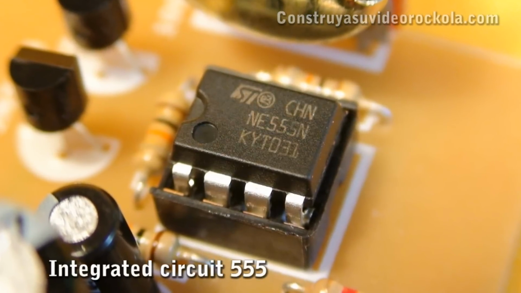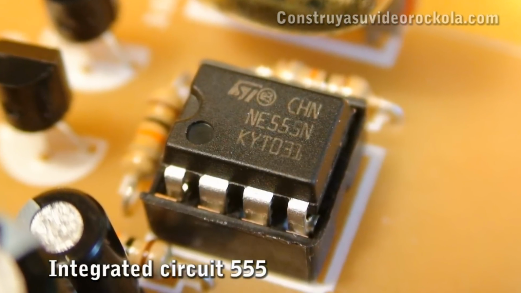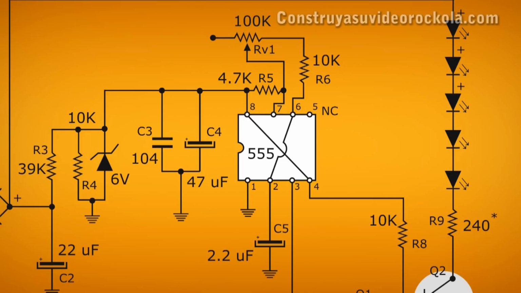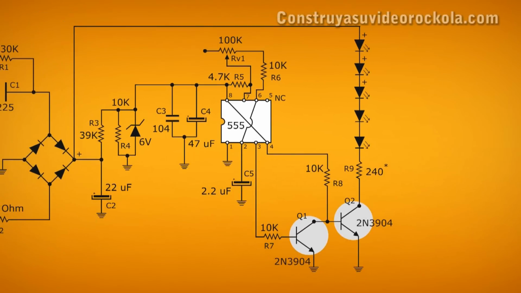The 555 is an integrated circuit used to generate oscillations and accurate time delays. In this case, we will use it as an astable oscillator. The working frequency is set by a potentiometer, a pair of resistors, and a capacitor. The 555 is responsible for controlling the transistor that acts as a switch.